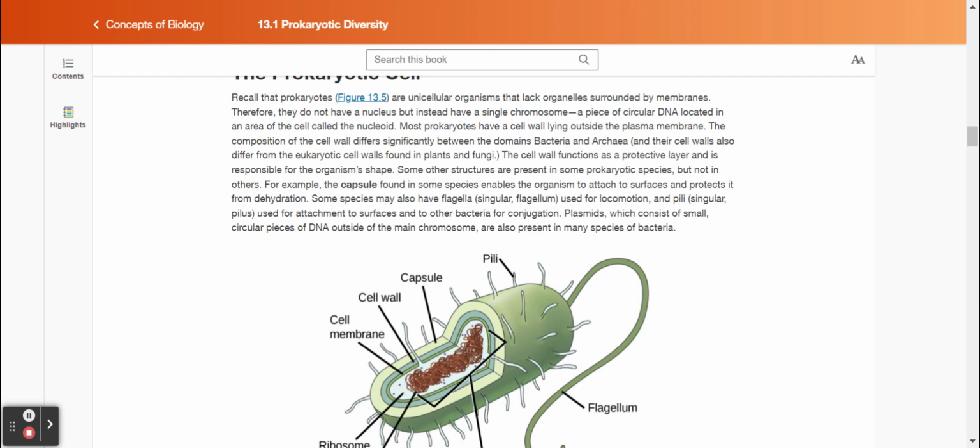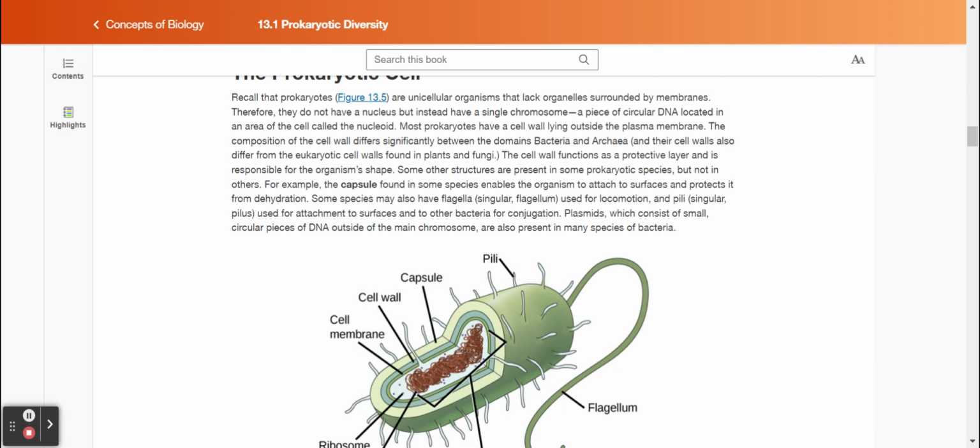The composition of the cell wall differs significantly between the domains bacteria and archaea, and their cell walls also differ from the eukaryotic cell walls found in plants and fungi. The cell wall functions as a protective layer and is responsible for the organism's shape. Some other structures are present in some prokaryotic species, but not in others.